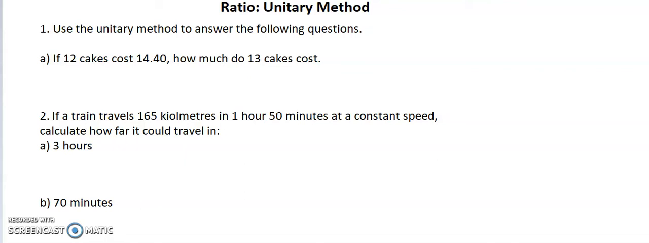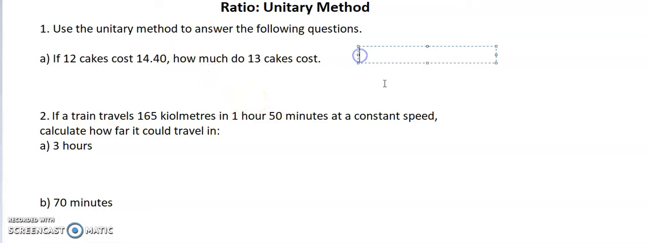Our learning focus today is on ratios, the unitary method. So we are going to be using this method to answer the following questions. It says, if 12 cakes cost $14.40, how much do 13 cakes cost?